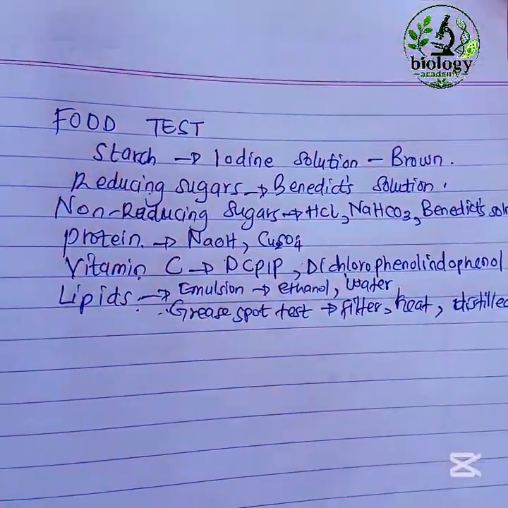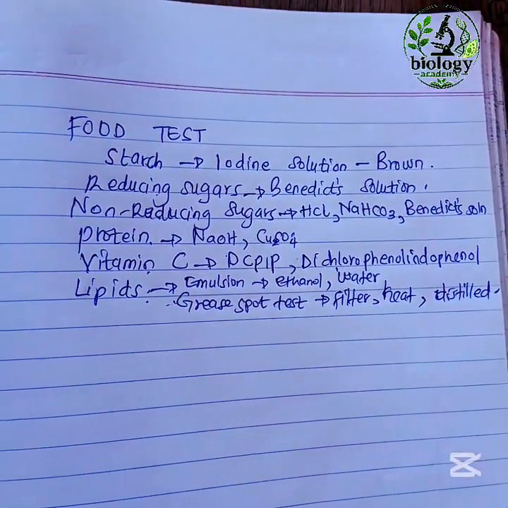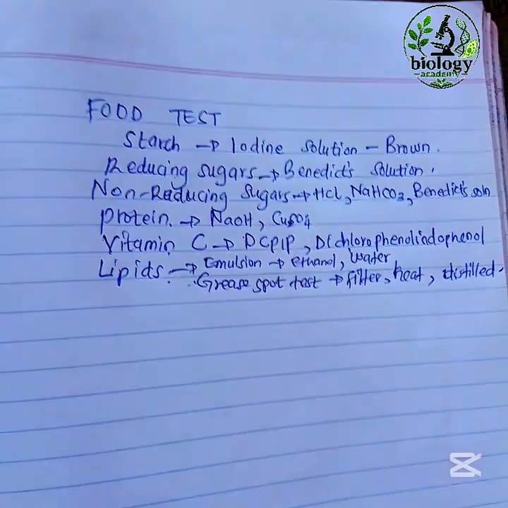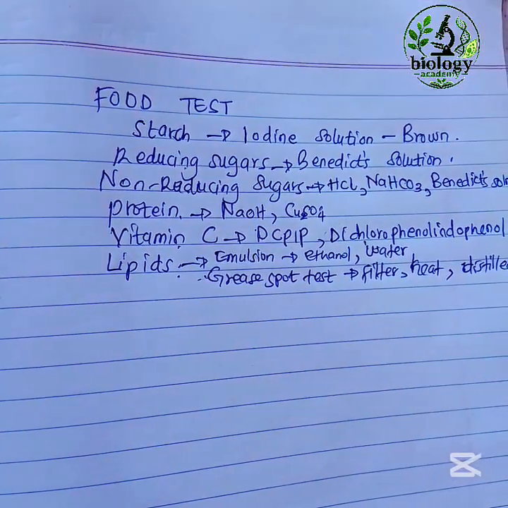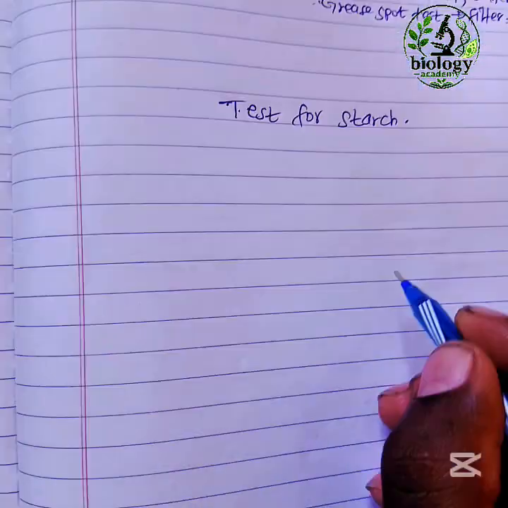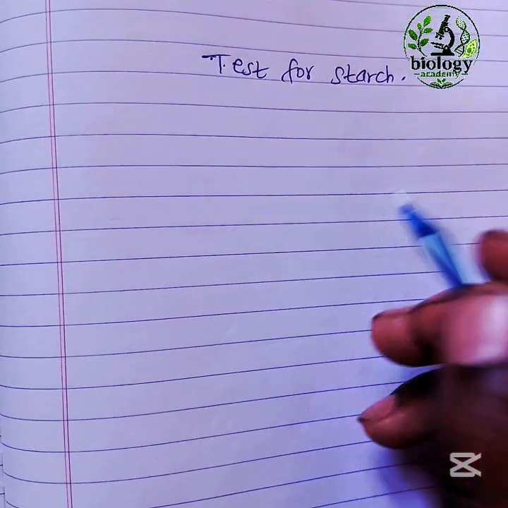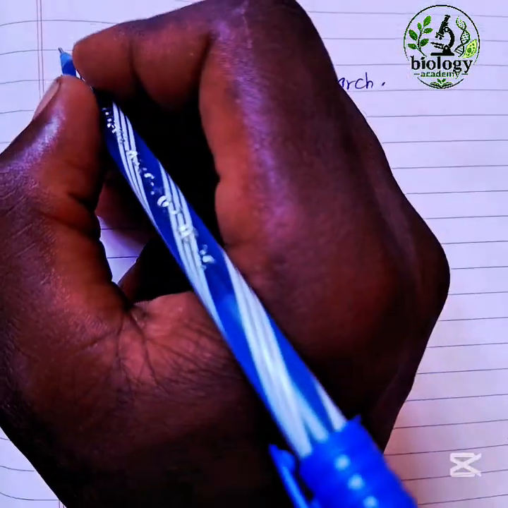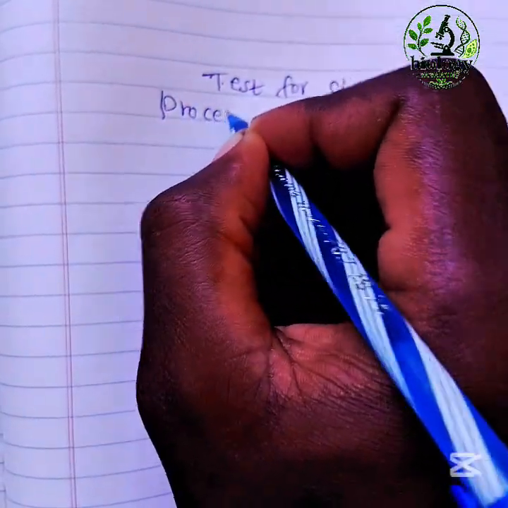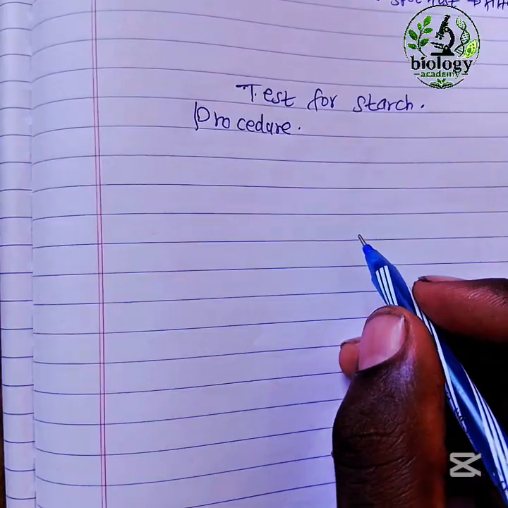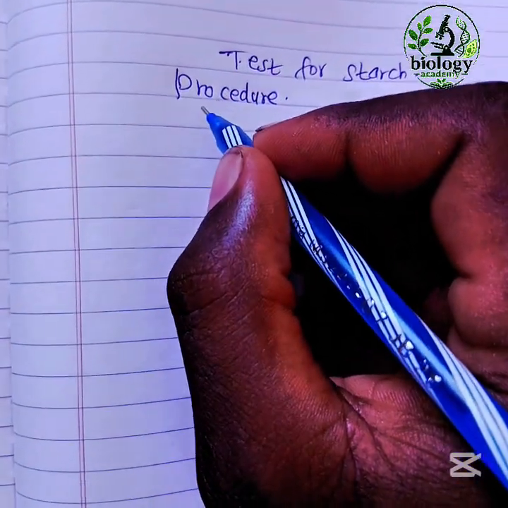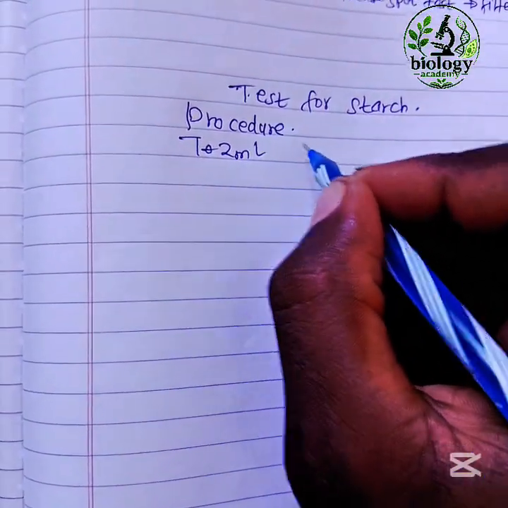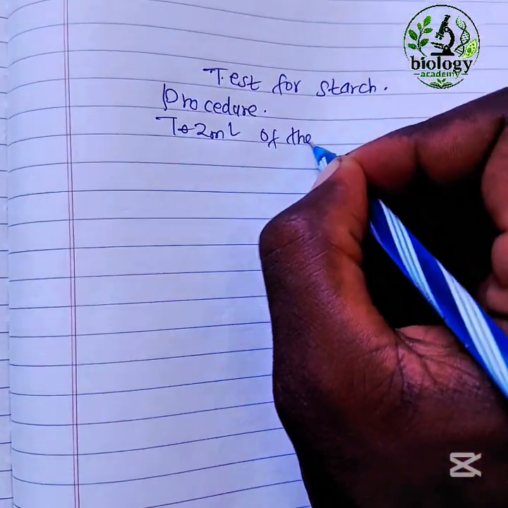So basically, as a student, you should know each and every reagent that is used in each and every type of food test. Let's start with the test for starch. In the test for starch, we've known the reagent is iodine solution. So the procedure: take 1 to 2 ml of the food substance.